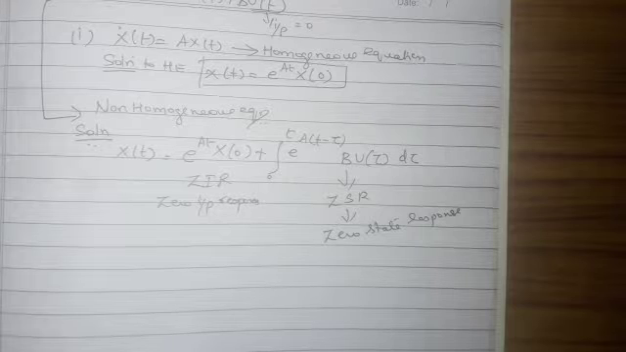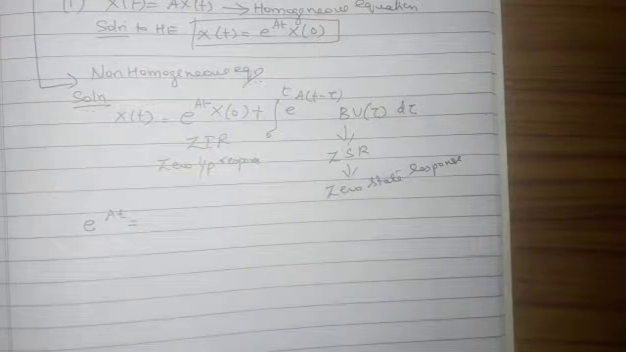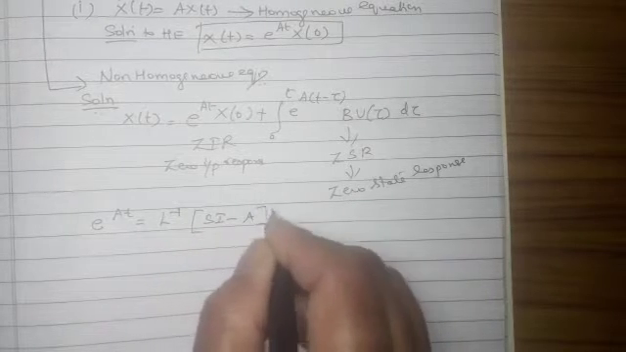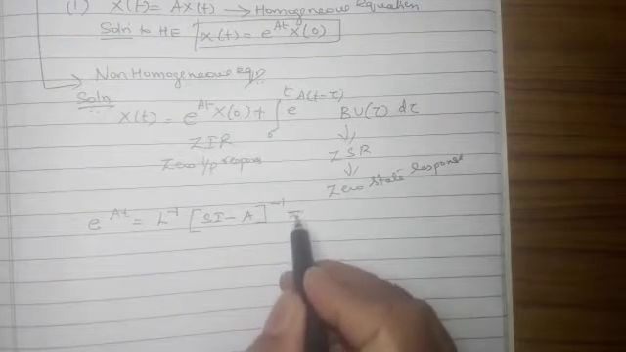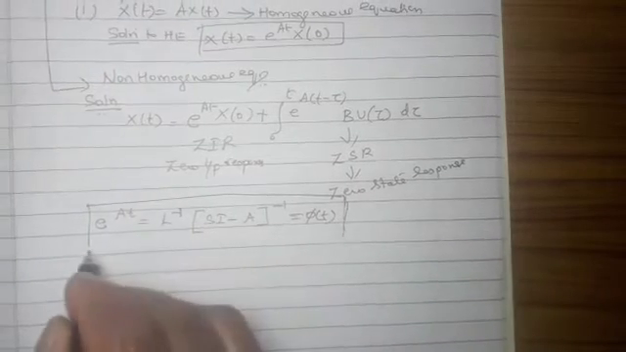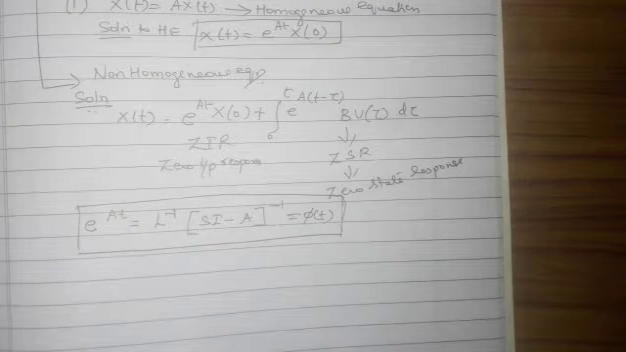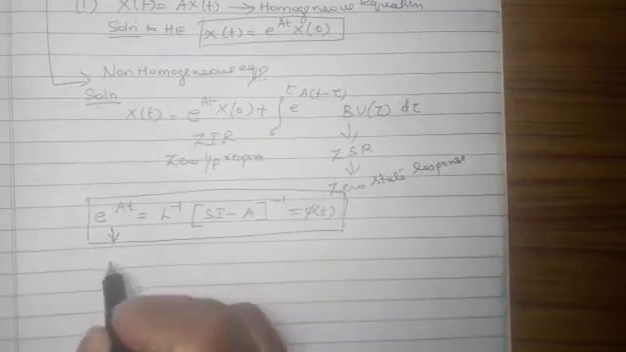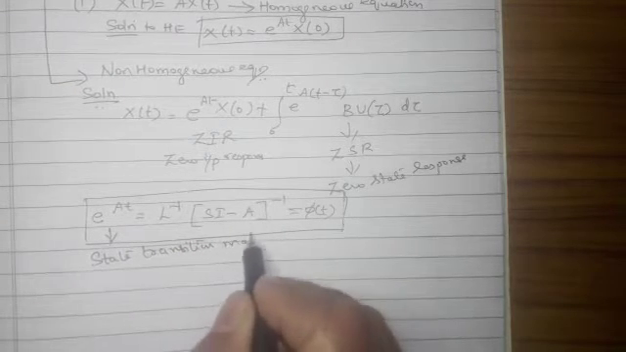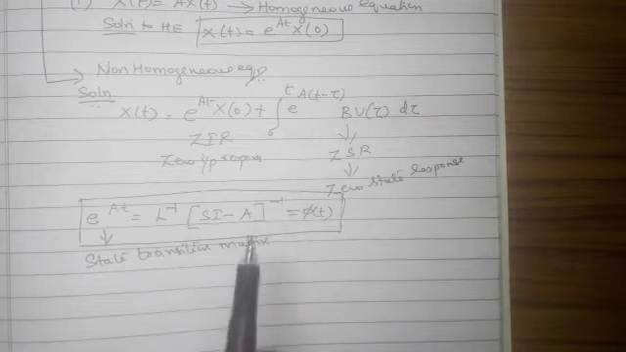What are the properties? Before going to the properties, let me tell you, e to the power At is given by Laplace inverse of (sI minus A) whole inverse. Okay, this is nothing but your phi of t or e to the power At. This is one formula you are supposed to know, where e to the power At is the response of a system. Now, let us see some properties of your state, and this e to the power At is called the state transition matrix, which is defined by Laplace inverse of (sI minus A) whole inverse.